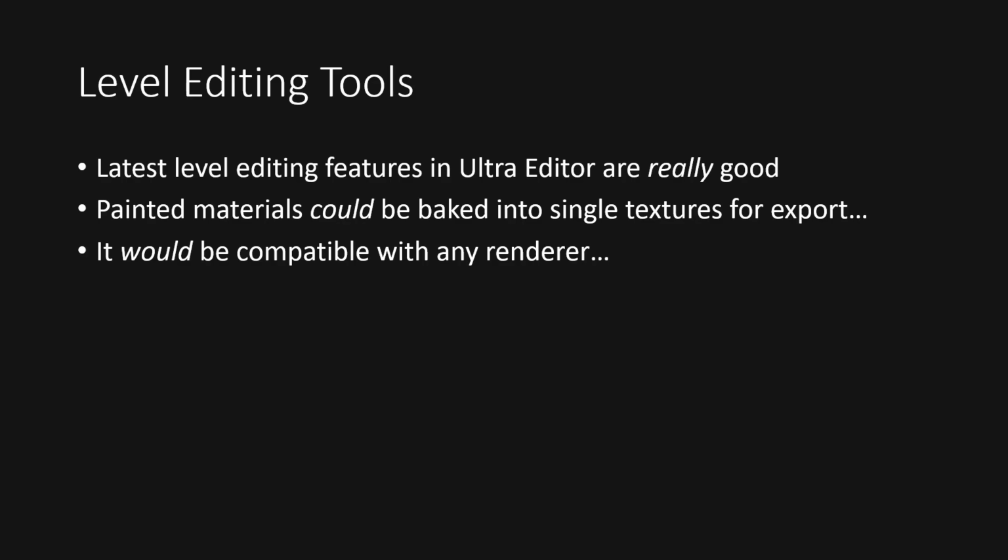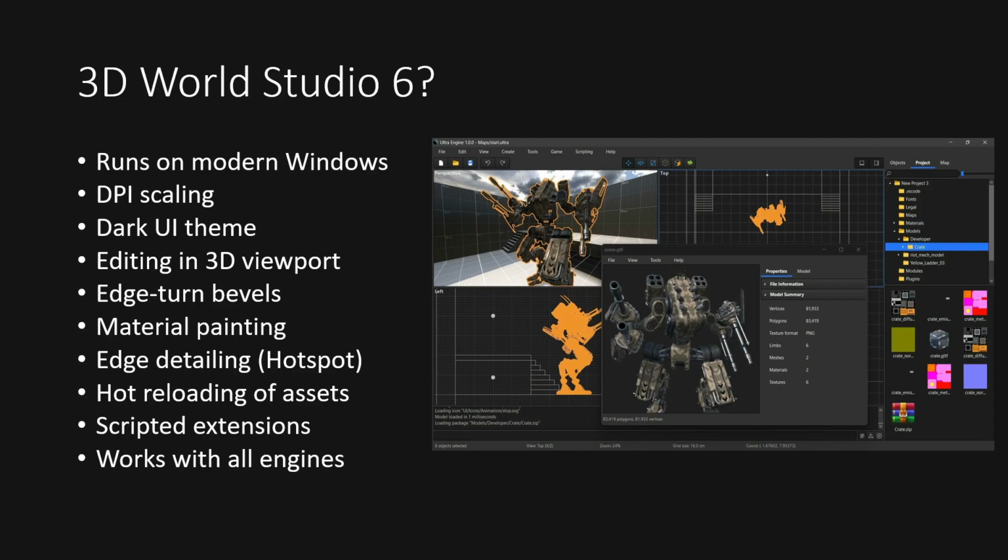And then I think, well, maybe it would be worth making a new level editor, because these are pretty compelling features. So if there was a 3D World Studio 6, first and foremost, it would be supported on modern Windows, which was the big problem with 3D World Studio 5. It supports DPI scaling, which didn't even exist back when 3D World Studio was first created. It has a dark UI theme, so you don't burn your retinas. It supports editing in the 3D viewport, which was a big feature request back in the day.